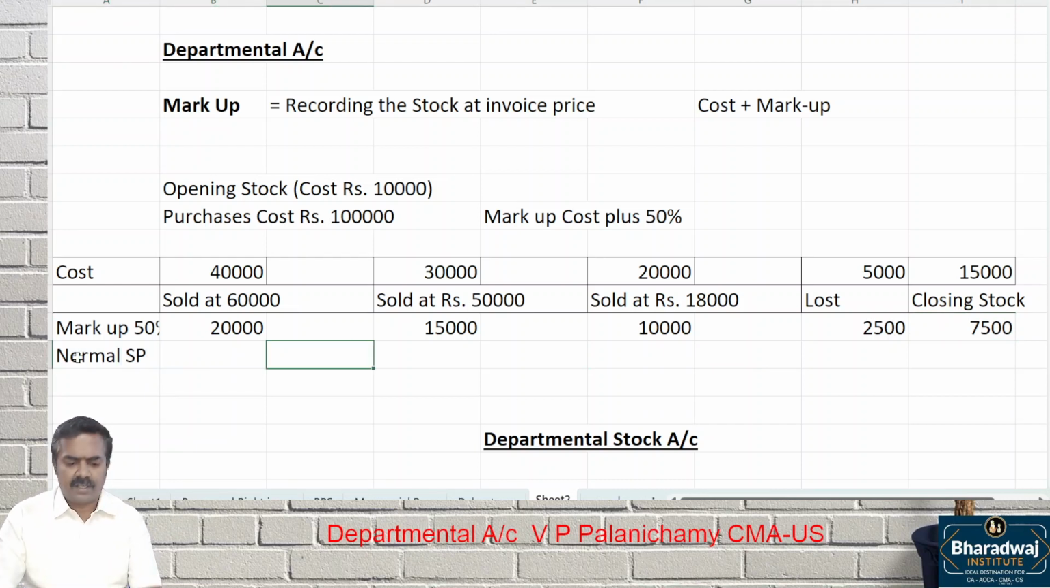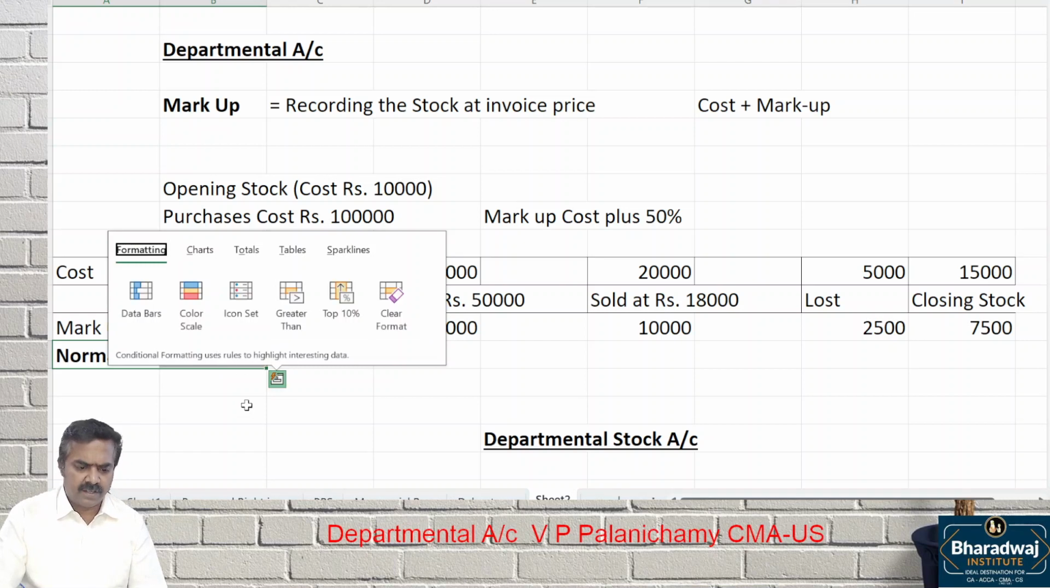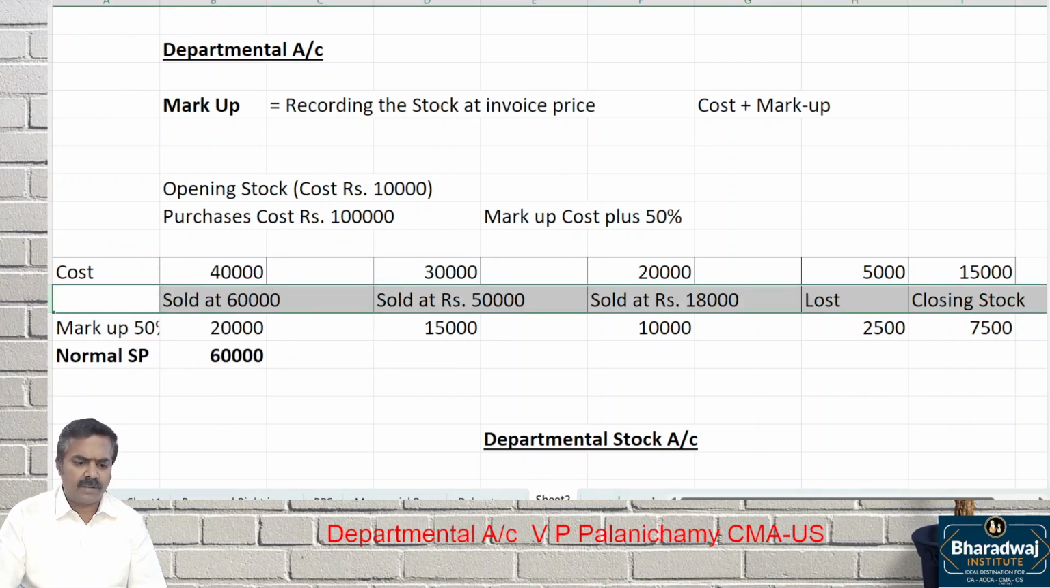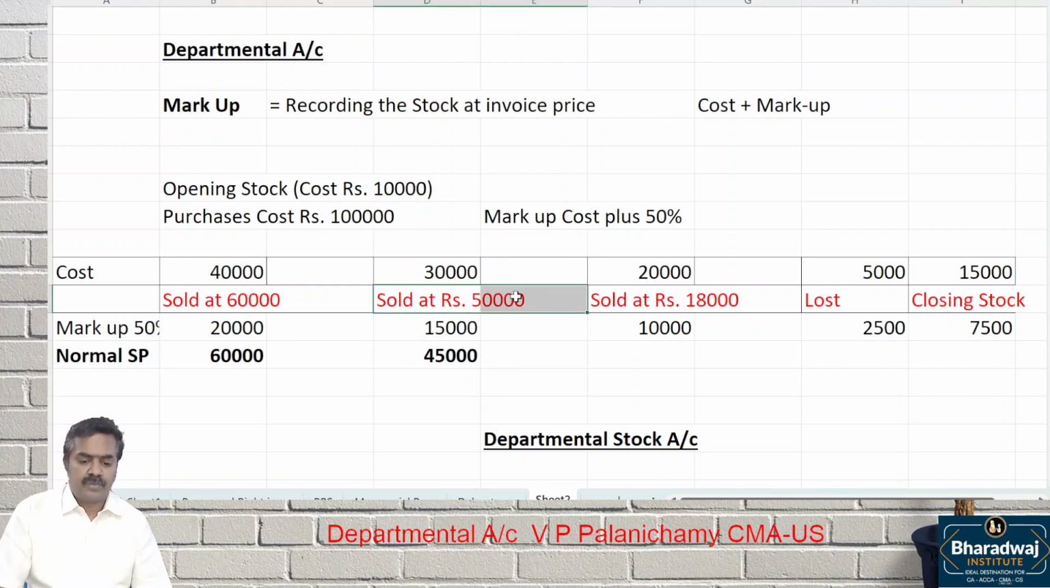Normal selling price: 40 plus 50%, how much will it be? 60,000 is the normal selling price. But look at this, it is sold at how much? 60,000. It is sold at the normal selling price. Look at this, 30,000 plus 15,000. What is the normal selling price? 45,000. It is sold at how much? It is sold at 50,000, more than the normal selling price.